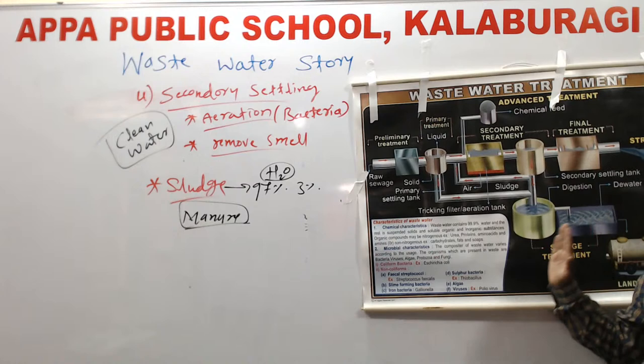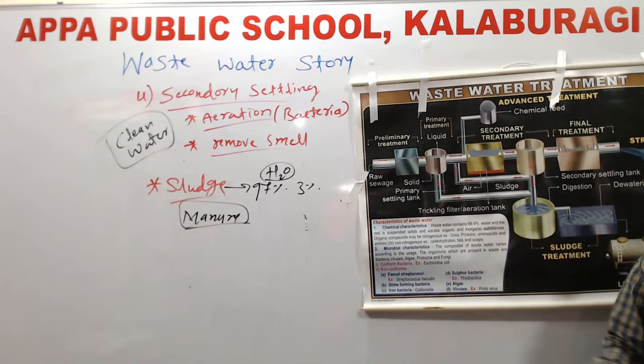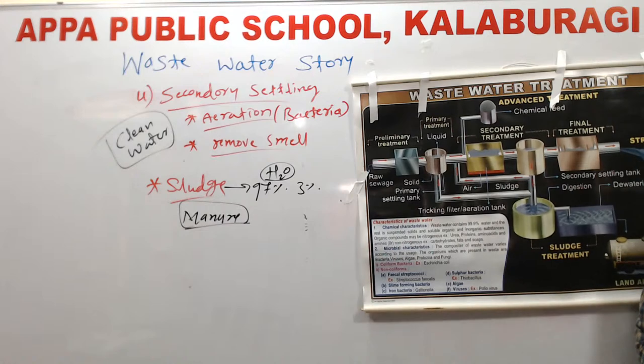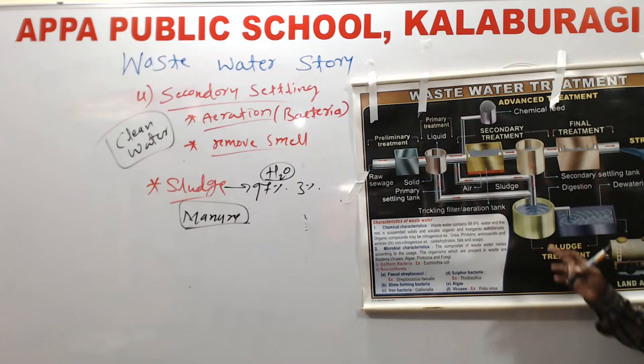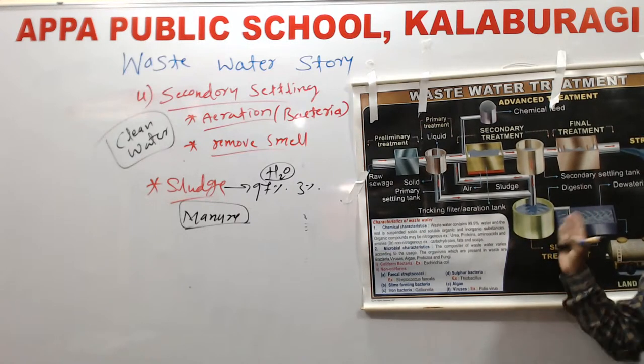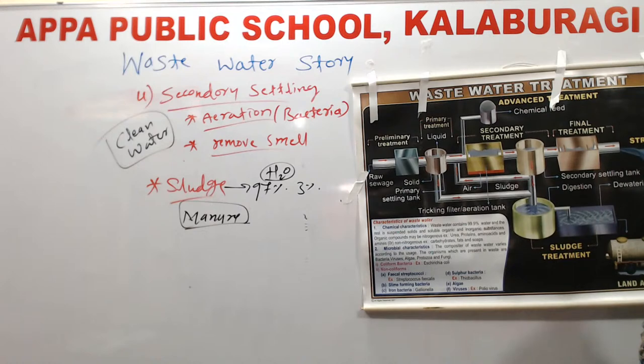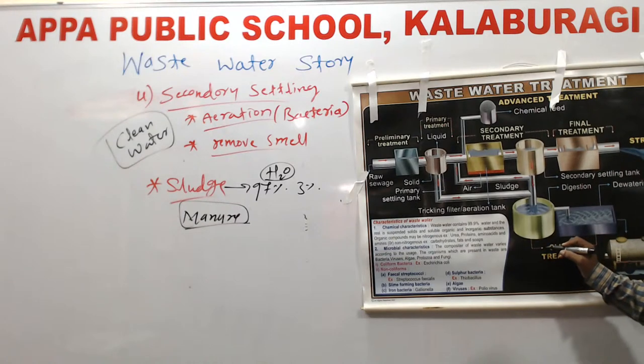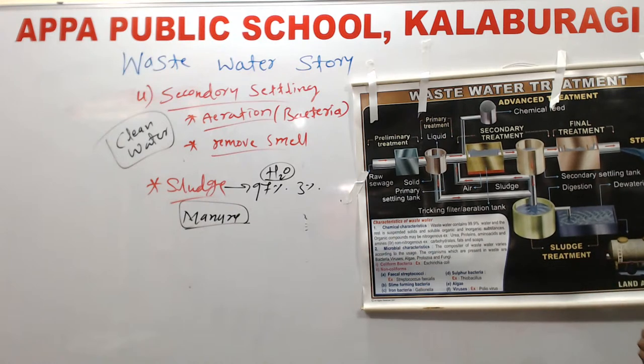And finally, this is used as manure. It is the best manure for agriculture, the best manure for crops. It means all the nutrients are there inside the sludge: NPK, nitrogen, phosphorus, and potassium. These nutrients must be there in this sludge. My dear friends, we can use this for agriculture purposes or for crops. It is the best. And whatever sludge we have got is called activated sludge.